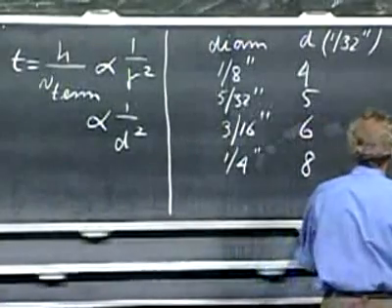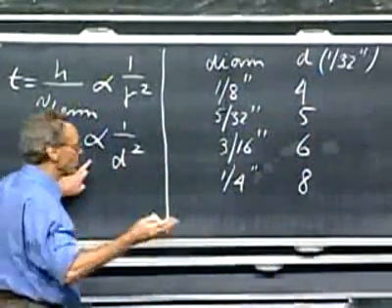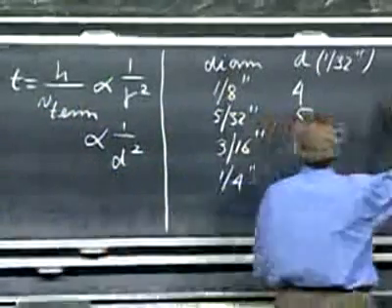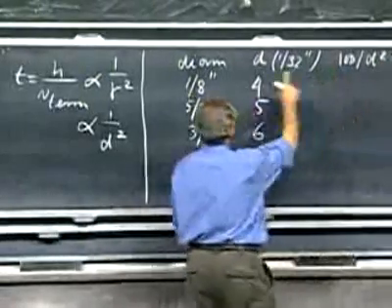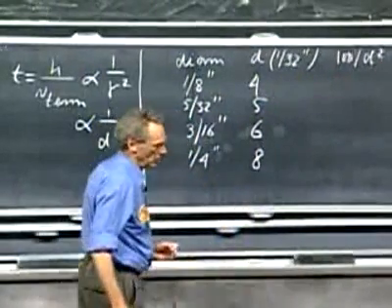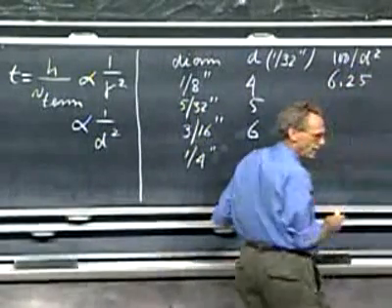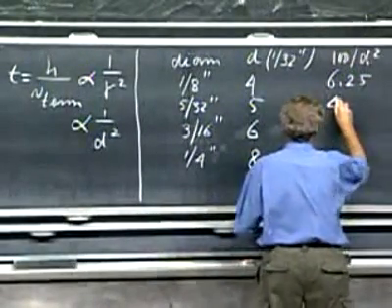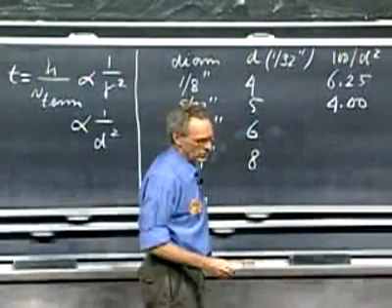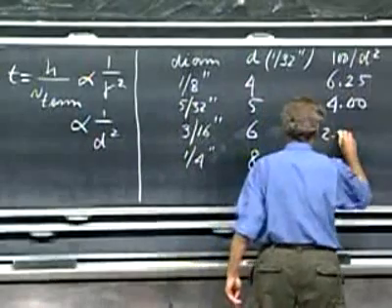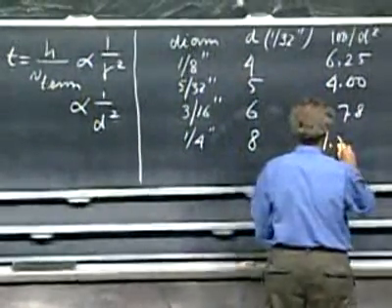What I'm going to plot is not 1 over d squared, but to get some nice numbers, I'm going to plot for you 100 over d squared, whereby d is then in these units, 1/32 of an inch, and that gives me some nice numbers. Then I get a 6.25 here, I get a 4.00 here. You can see 100 divided by 25 is exactly 4. I get 2.78 here, and my last number is 1.56.